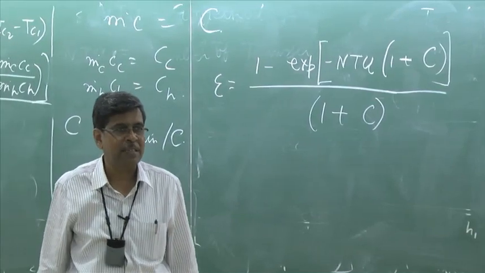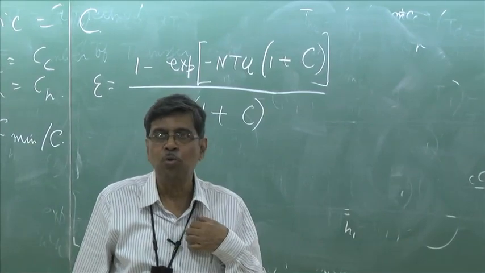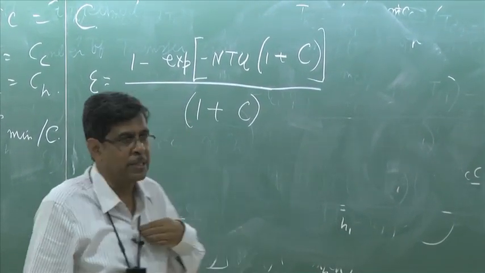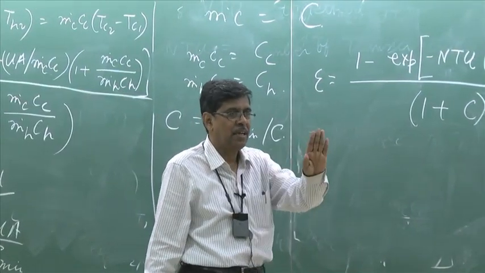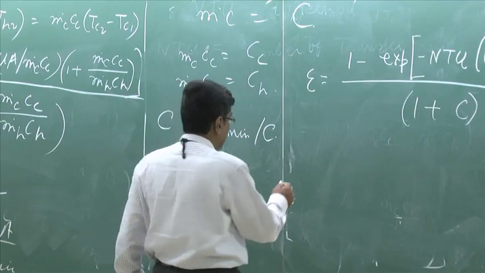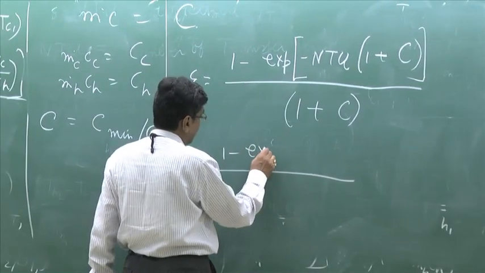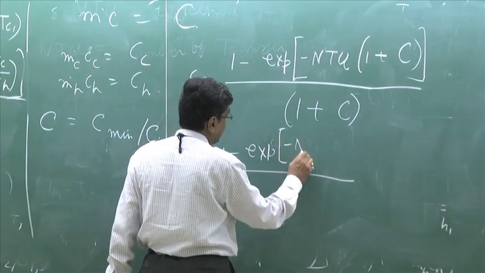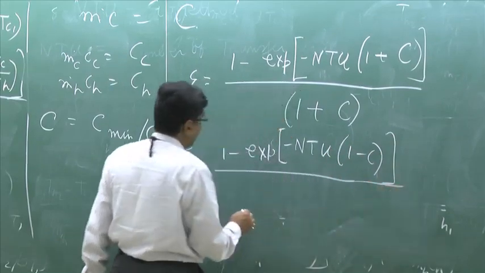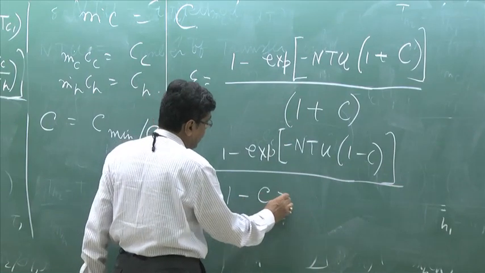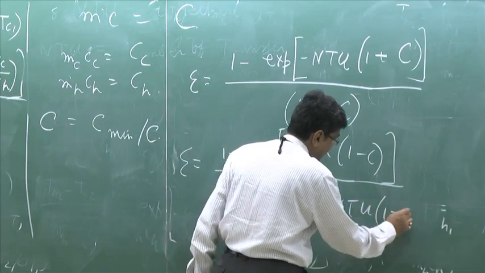The counter flow expression will be again tricky, and that I leave to you to do. In both cases, that is left as an exercise, and the expression will be epsilon is equal to 1 minus exponential function of minus NTU into 1 minus C, divided by 1 minus C into exponential of minus NTU into 1 minus C.